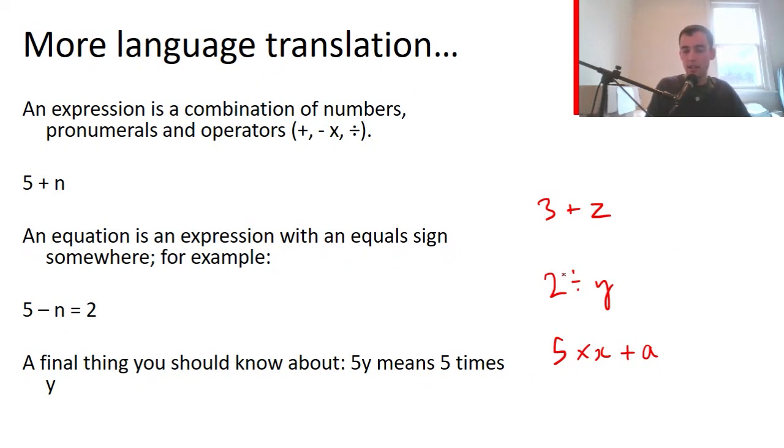And by the way, you can actually write these two slightly differently. You can write 2 divided by y as 2 over y. That's the same thing. And 5 times x you can write as 5x plus a. This is called a term. We'll get back to that later.